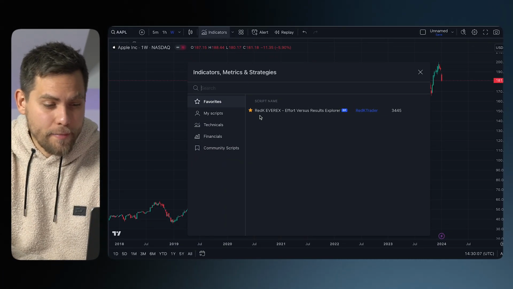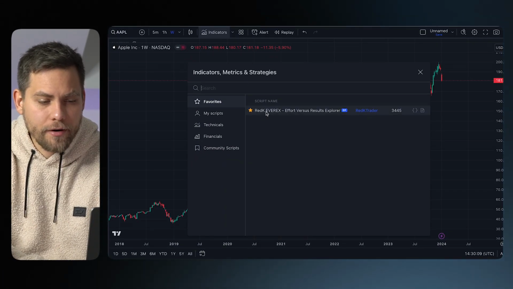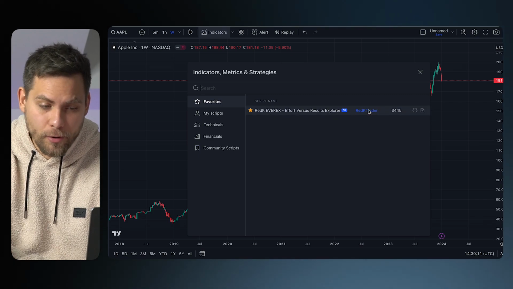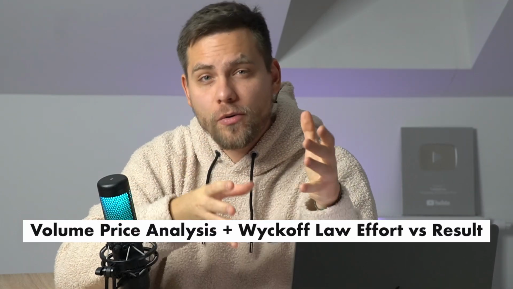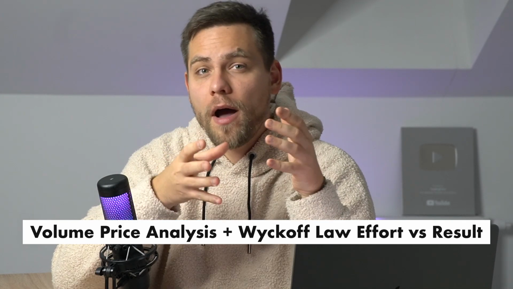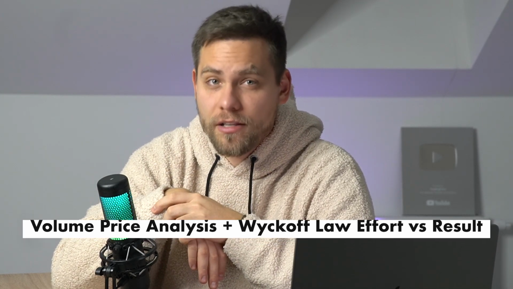Open the Indicator tab, searching for Redkay Average Effort versus Result Explorer, made by Redkay Trader. This indicator combines two very advanced trading concepts: volume price analysis and Wyckoff law of effort versus result. I know it sounds a little complicated, but let me explain.